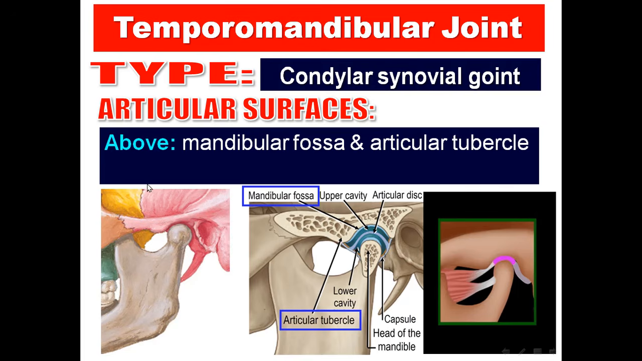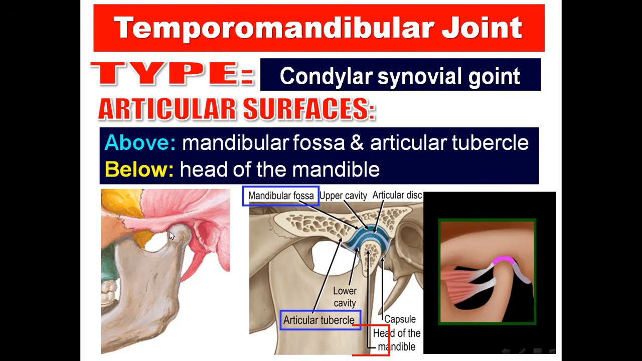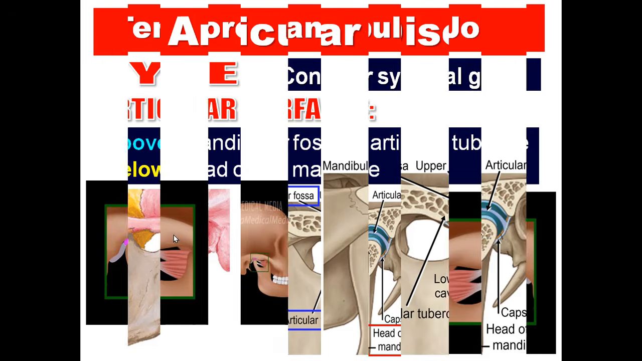Below, okay, so this is above. Below it is the head of the mandible. This is the head of the mandible. This is the condylar process of the mandible. So the articular surfaces from above, mandibular fossa and the articular tubercle, and from below it is the head of the mandible, or the head of the condylar process of the mandible.